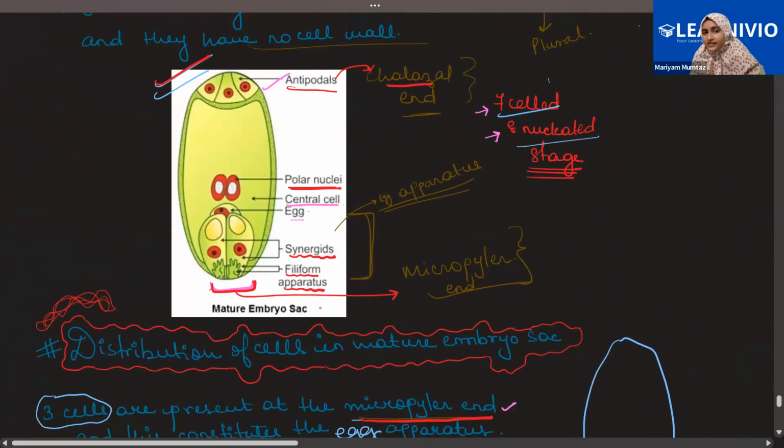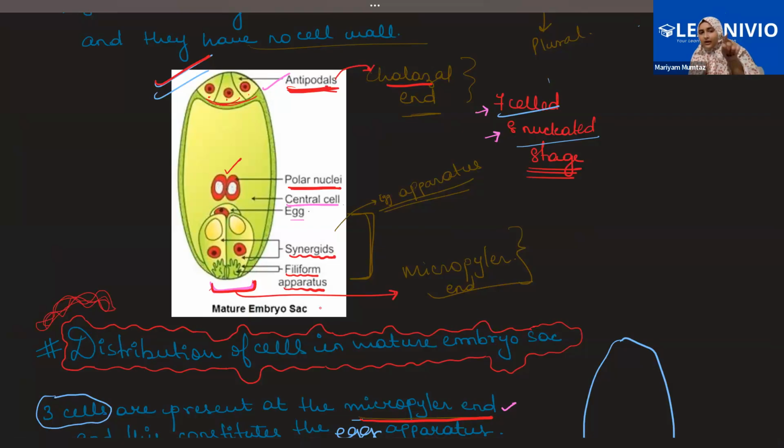Do you see 3 of the cells, 1, 2, 3? 3 of them are here and we call them antipodal cells. Below these, the 2 cells that you see, we call the synergids. And then do you see one cell hiding behind? That is the egg cell. This is where the male gamete will come and fuse. And in the middle, they did not get any cell wall, so these are the 2 polar nuclei.